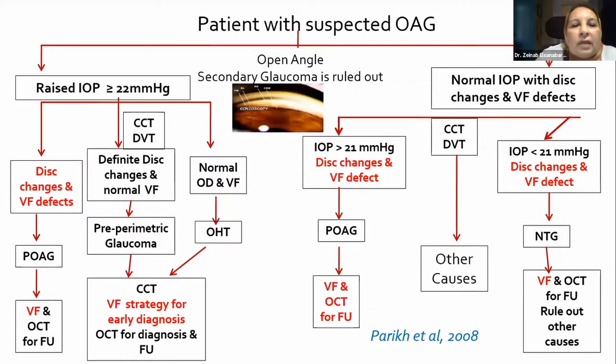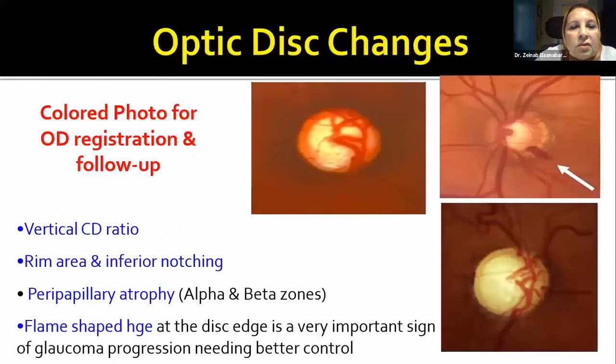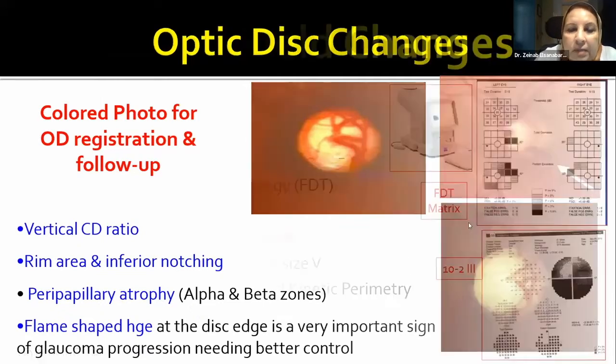Then if we go again to the scheme, we'll find that one of the most important things to be examined first are the disc changes and then the visual field. For the disc changes, we should always do color photography for disc registration, follow-up and better analysis, to watch for inferior notching or splinter hemorrhage that indicate inadequate control of IOP, or optic atrophy like this case.